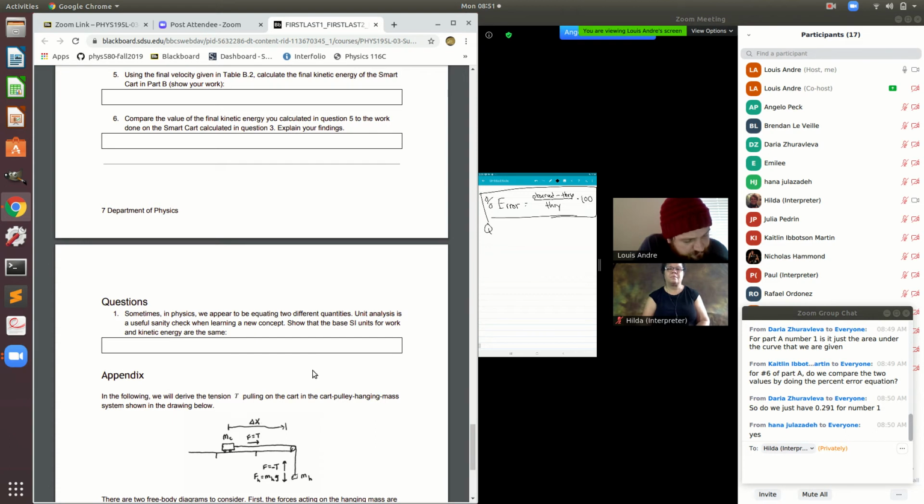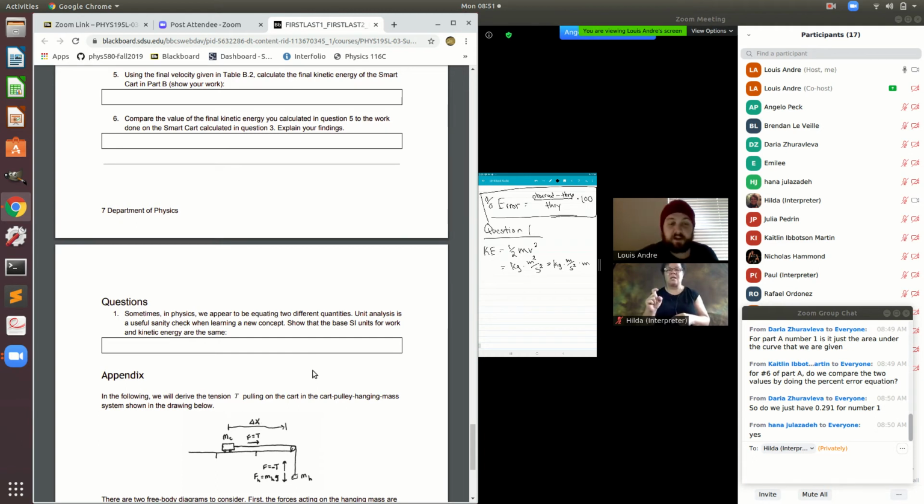For question 1, go ahead and look at that. They want to see that your kinetic energy and work have the same units. Kinetic energy has the expression 1/2 mass times velocity squared. Well, 1/2 has no units. Mass is kilograms. Velocity squared is meters per second, the whole thing squared, so that's meters squared over seconds squared. That is actually a kilogram times a meter per second squared times a meter.